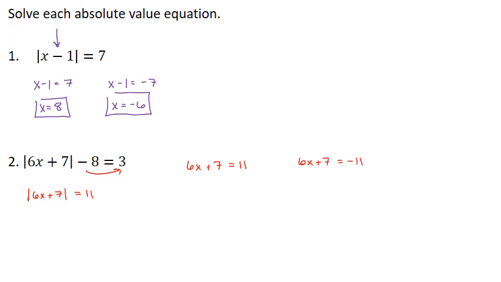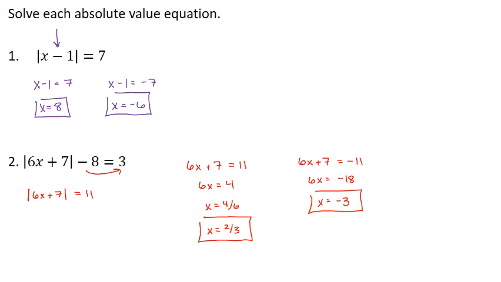On the first one, if I subtract 7 from both sides, this gives me 6x equals 4. If I divide both sides by 6, that is 4 over 6, which both of those share a 2 in common, so we get our first solution of 2/3. On the second one, if I once again subtract 7, negative 11 minus 7 is actually negative 18, and then dividing both sides by 6 gives you a nice answer of negative 3. So once again, there's an example of an absolute value equation that has two different solutions.